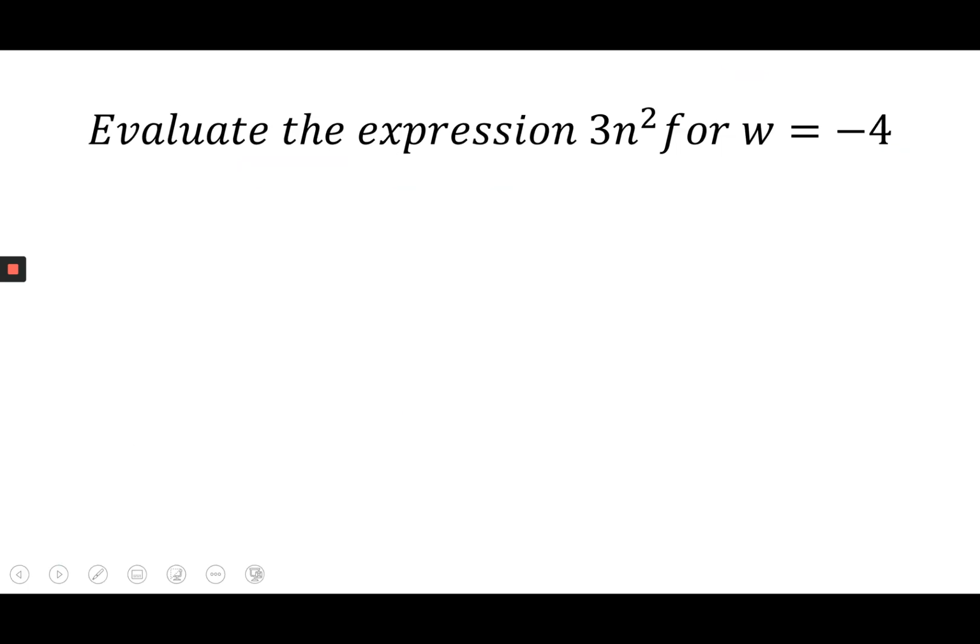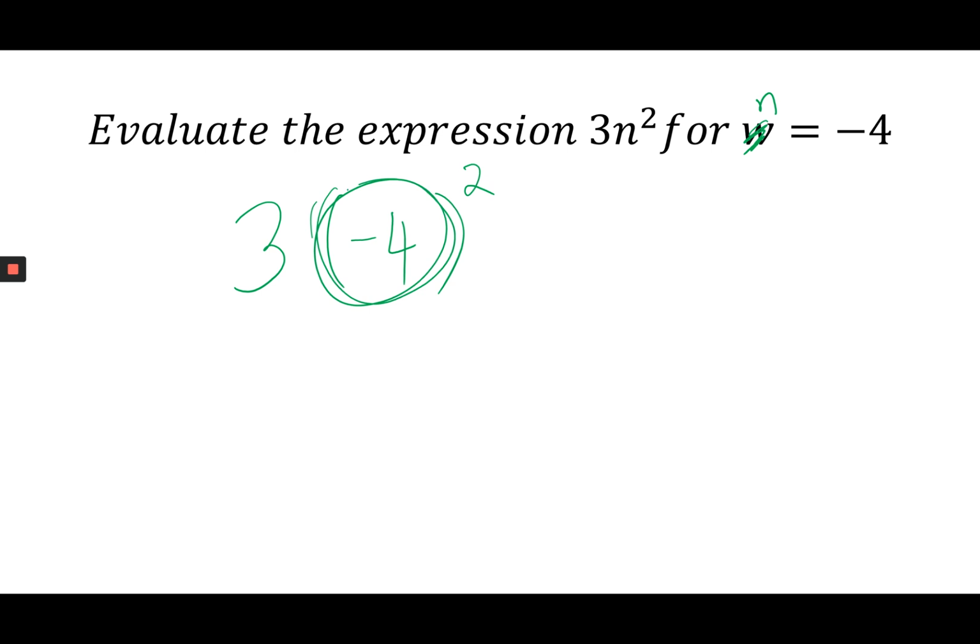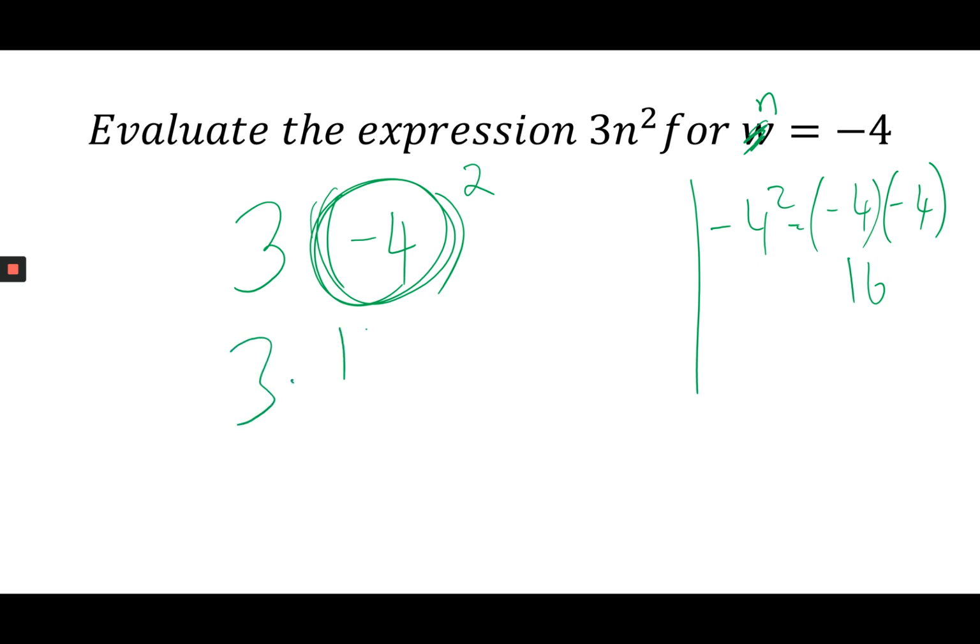Evaluate the expression negative 3n squared for n. Oh, there's a typo here. This must be n, and n is negative 4. Negative 3n squared, right? This is n squared. So what is negative 4 squared? Negative 4 squared means negative 4 times negative 4. And I know that negative times negative is positive, 16. 3 times 16 is 48.